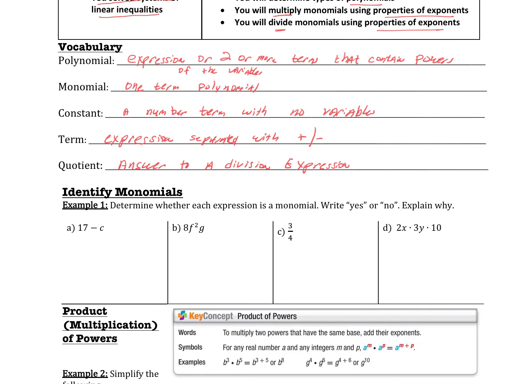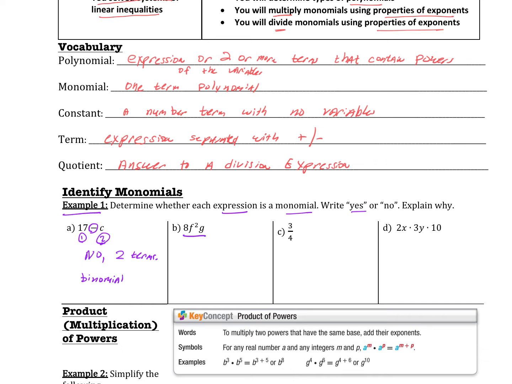All right, now we're going to use those words to work out example 1. Determine whether the expression is a monomial. If it is, say yes. So we have a subtraction here. So there's one term, two terms. So this is not a monomial. Why? Because it has two terms. Since it has two terms, it would be considered a binomial, just like bicycle, the prefix.